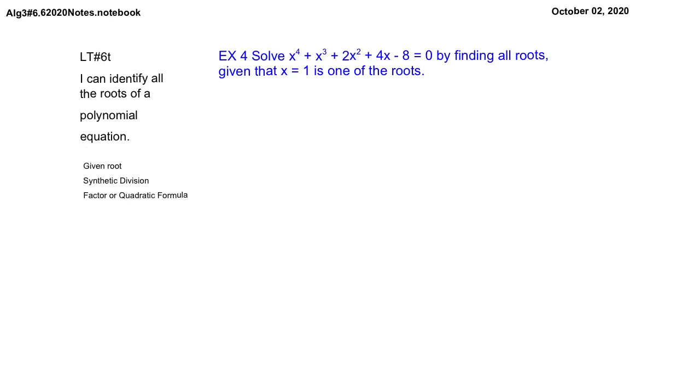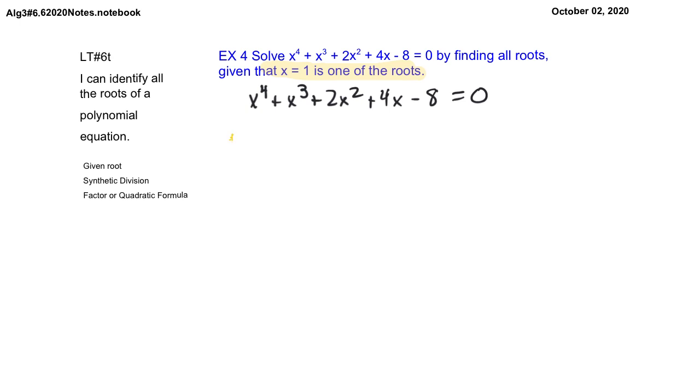All right, here we go. Another example where I am given a polynomial, x to the 4th plus x cubed plus 2x squared plus 4x minus 8, and I want to find out when it's 0. I want to find all the places where it's 0, but I already know at the beginning that x equals 1 is an answer. Just like the last problem.